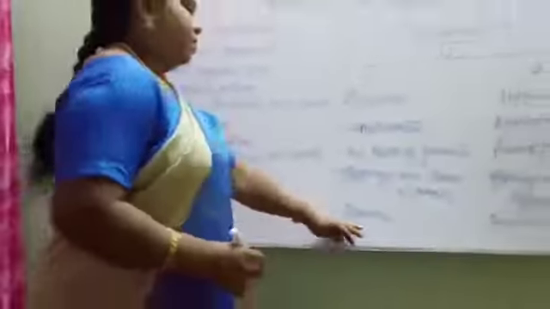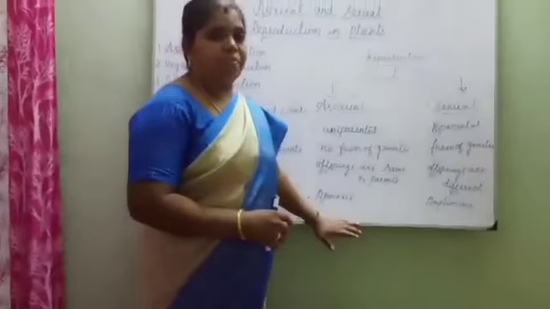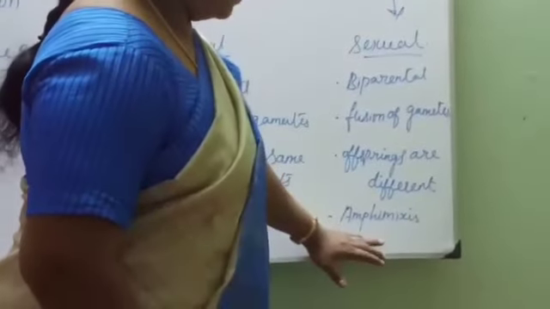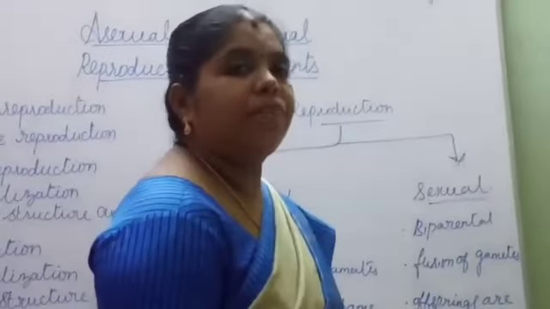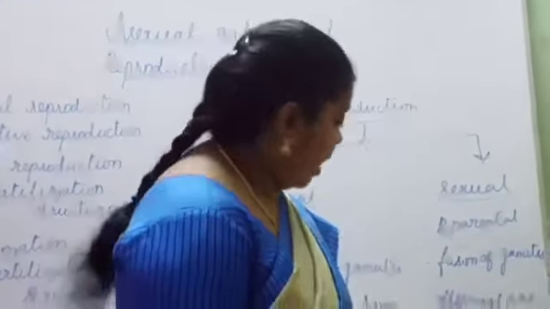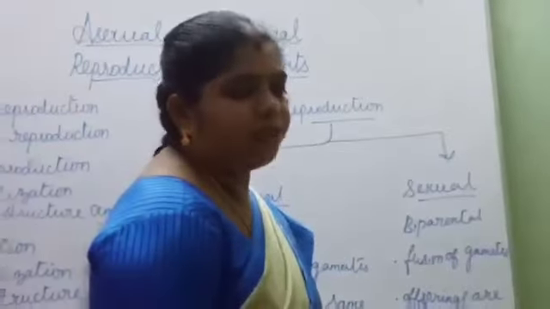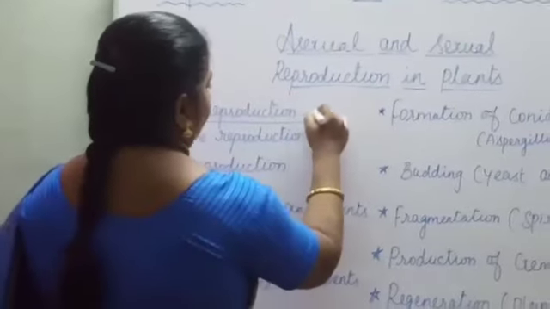What is apomixis? Reproduction that does not involve the fusion of male and female gametes is called apomixis. Amphimixis is reproduction that involves the fusion of male and female gametes. It occurs only in flowering plants. Now we will discuss asexual reproduction.